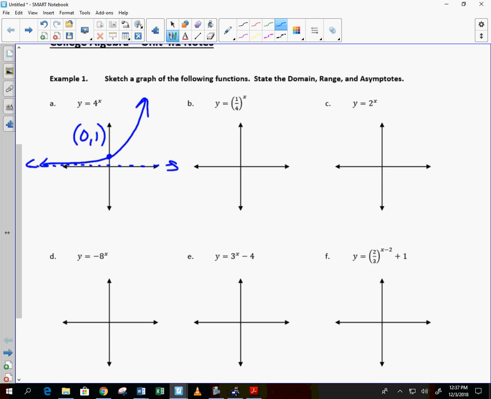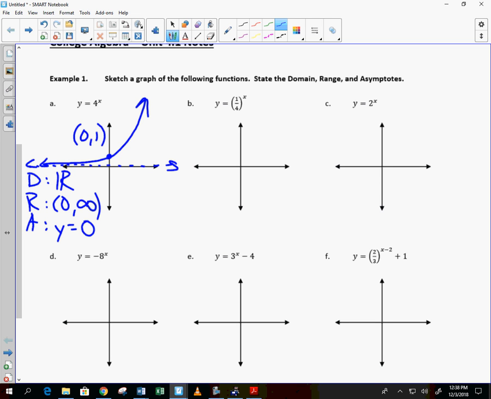Anybody remember what the domain of this function is? Or can you look at the picture and tell me what the domain is? All real numbers. How about the range? 0 to infinity. I do not include 0. The asymptote is the line it approaches but never touches, which is y equals 0. So, A for the day. How is the next one different?